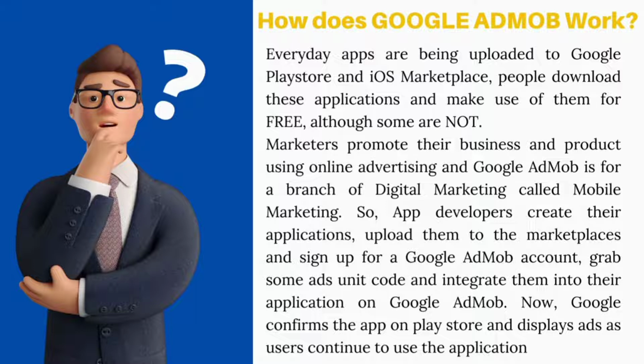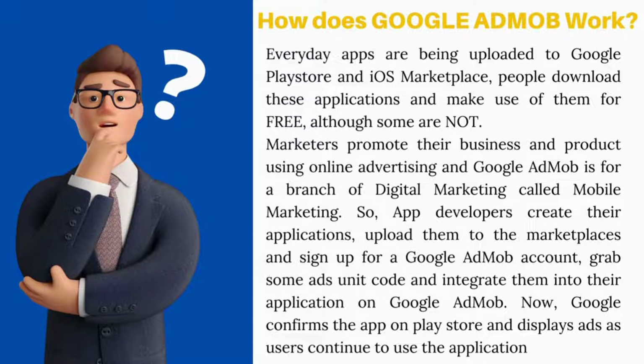So marketers promote their business and product using online advertising, and Google Admob is a branch of digital marketing called mobile marketing. Do you understand? Digital marketing is so broad that there is a section in digital marketing known as mobile marketing, right? The way you use your phone, people use laptops, people use other desktop computers, and whatever people are using, there is always something called targeting.